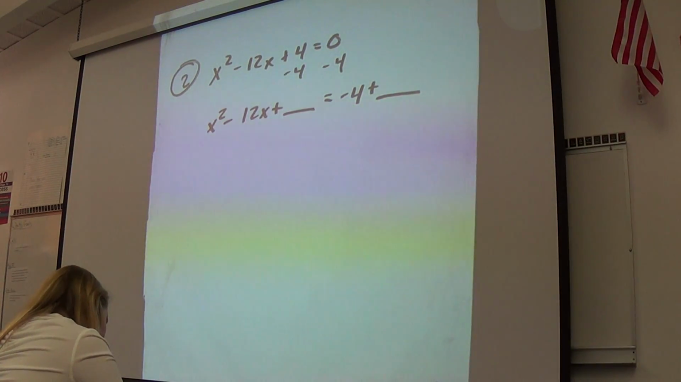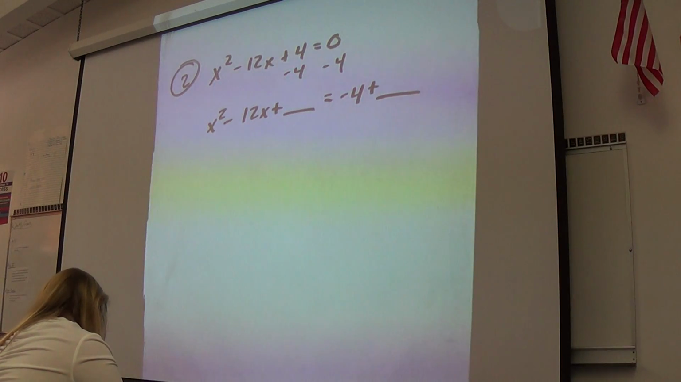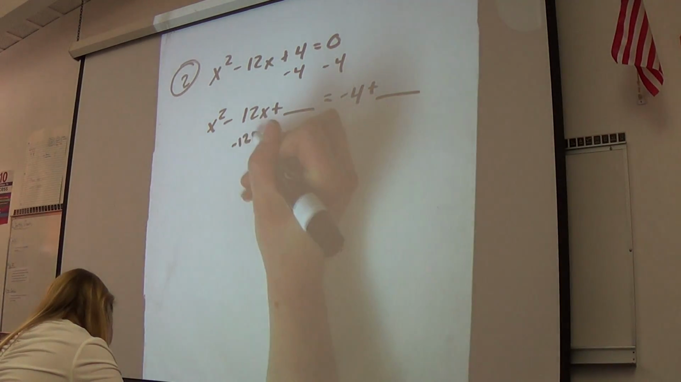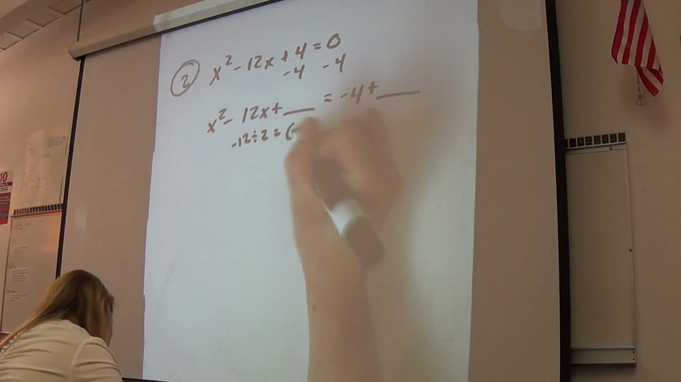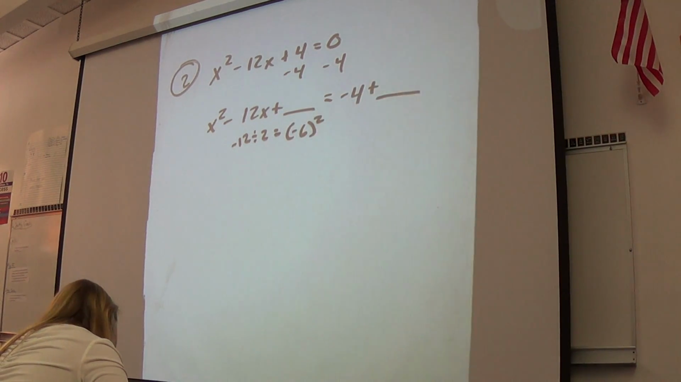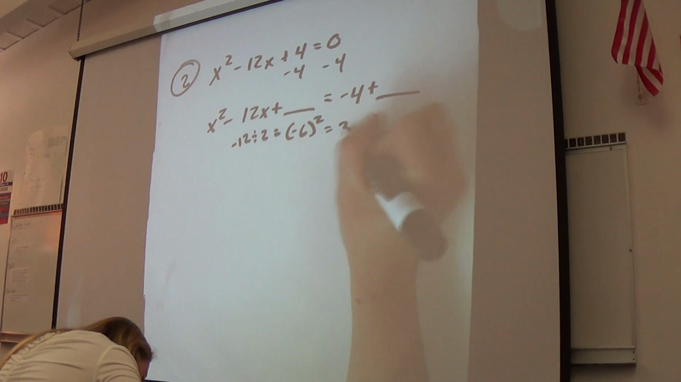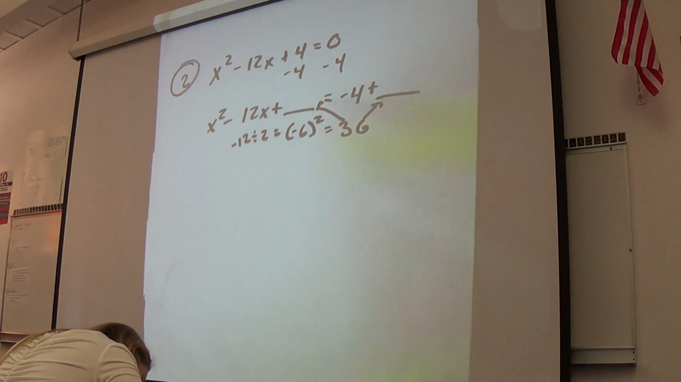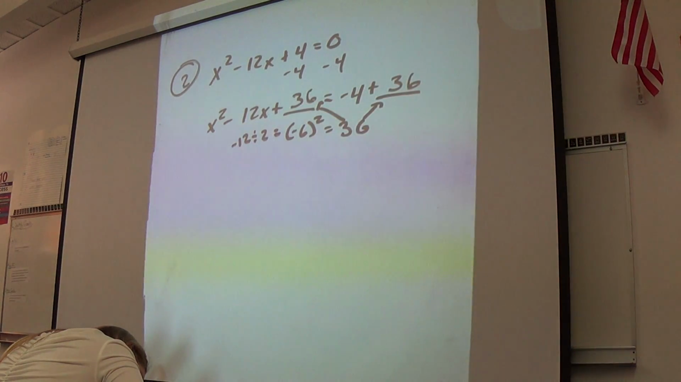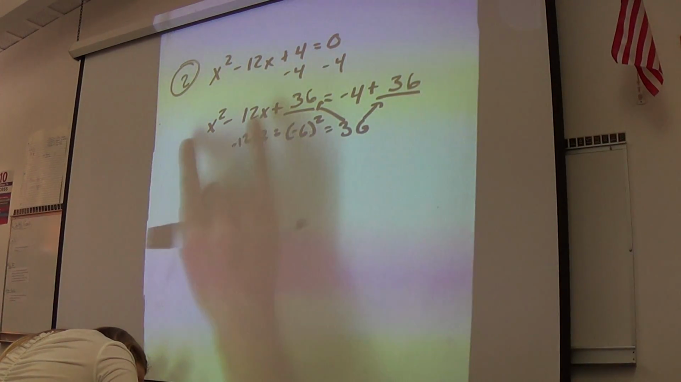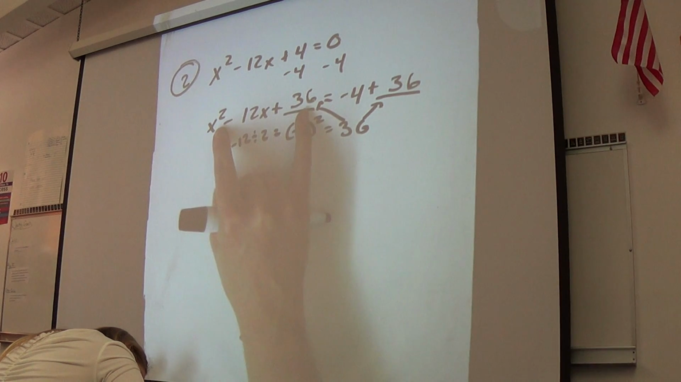From there, Sunny's completely correct. We half the 12. So I have negative 12 divided by 2 gives me what? -6. If I square that, what do I get? 36. That number is what goes into both of the blanks. Good so far?